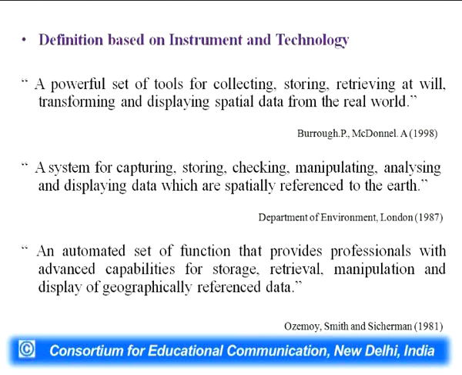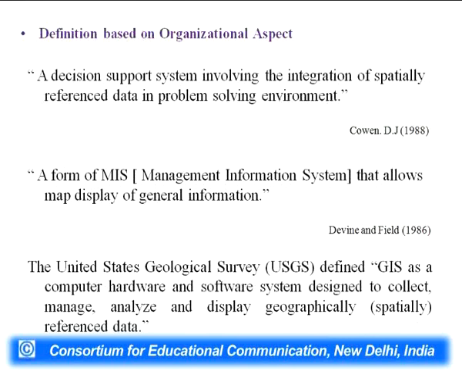Burrough and McDonnell, 1998: a system for capturing, storing, checking, manipulating, analyzing and displaying data which are spatially referenced to the Earth. Department of the Environment, London, 1987: an automated set of functions that provides professionals with advanced capabilities for storage, retrieval, manipulation and display of geographically referenced data. So they are focusing more on the technological aspect, like how to manage this data, how to store this data in a better way to retrieve the information or to work upon that.